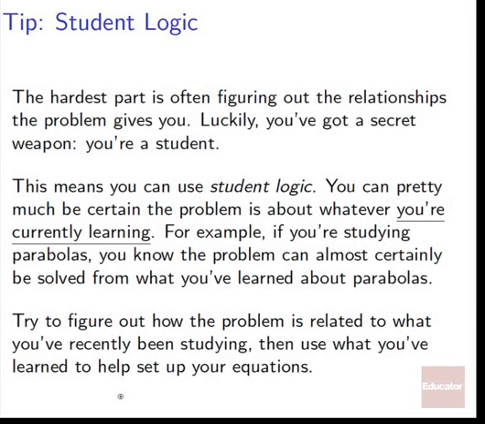This is an interesting idea. The hardest part often can be figuring out what relationships are going on, right? But you've got a secret weapon. You're a student. What I mean by this is that you can use student logic.